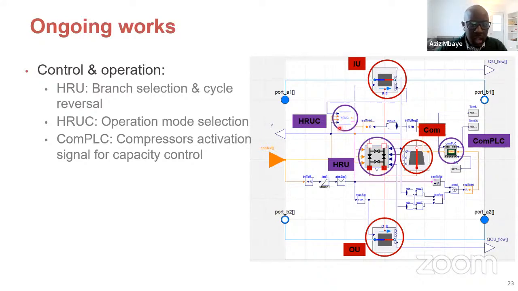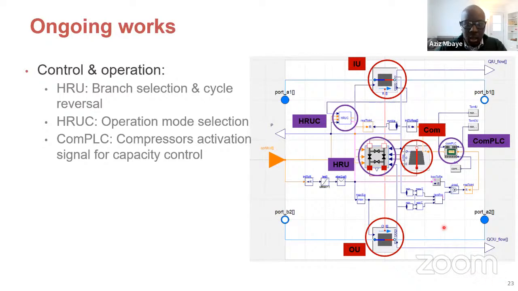We also have here the heat recovery unit controller, which defines the VRF operation mode based on the number of units that we have and based on the load on those units. And we also have here the compressor controller that ensures the VRF capacity control during part load operation by defining the number of compressors to turn on depending on the load of the system.